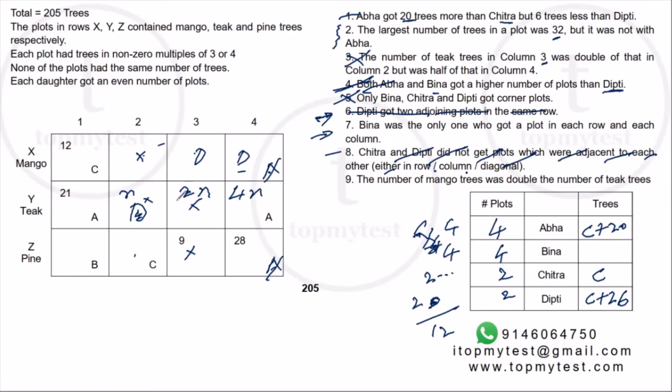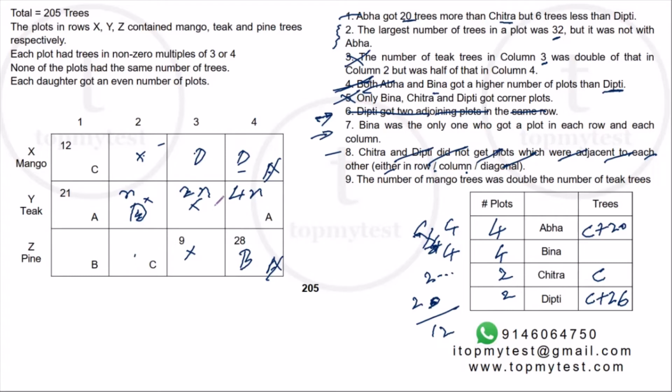Okay, now we have to fit Bina in at least one in each row and each column. Now in column 4, first plot is Deepthi, row X is Deepthi, row Y is Abha. So which means row Z has to be Bina, right? So this is done. Let's check for column 3.